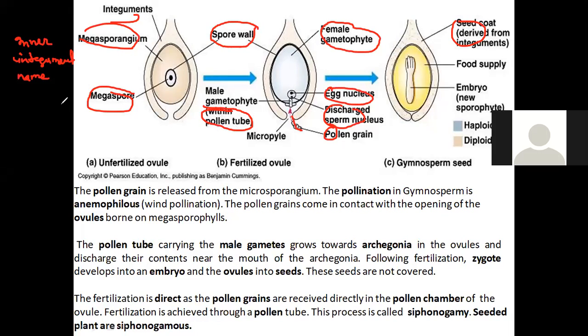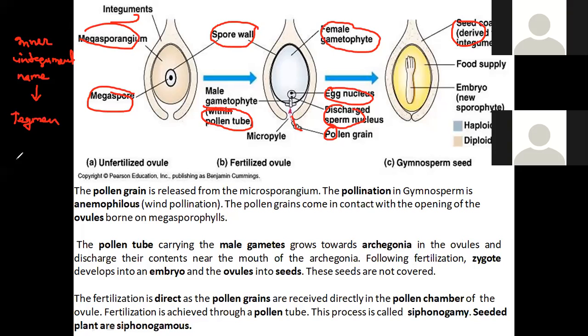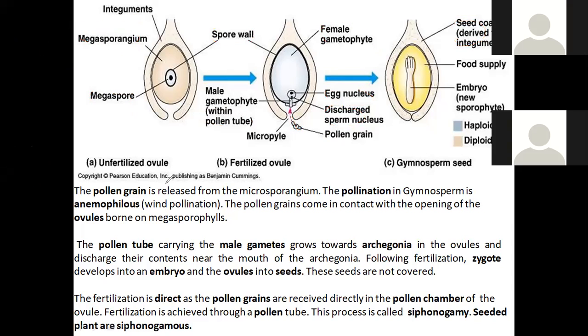If you have studied the seed, there is outer integument and inner integument. Outer integument is the testa. Inner integument is the tegmen. Clear? Outer is the testa, inner is the tegmen. So this is the structure found in the ovule.